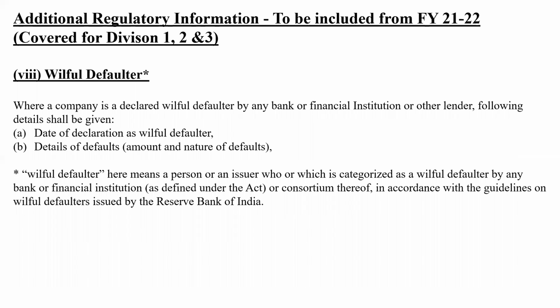Now in addition, for a willful defaulter, whoever has defaulted to a bank or financial institution, that disclosure is to be there. The date of declaration as a willful defaulter: if the bank declares us a willful defaulter, then we have to declare that financial information, or if we declared someone else as such. Willful defaulter here means a person or an issuer who is categorized as a willful defaulter by any bank or financial institution defined under the act or consortium thereof, in accordance with the guidelines on willful defaulters by RBI; that has to be dealt with. And if there is any willful defaulter declaration by RBI or any bank or any other lender, then the declaration of that willful defaulter and the details of default are to be there.